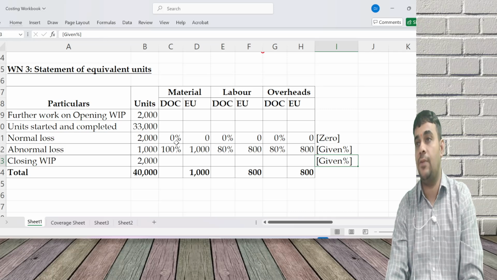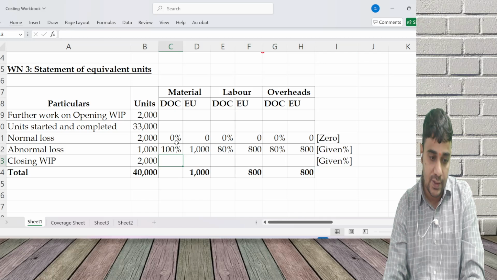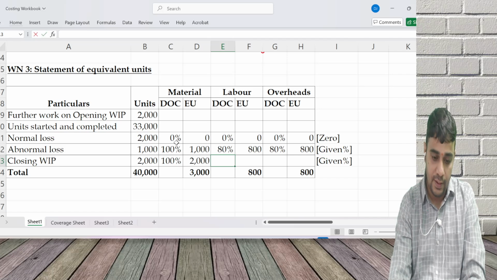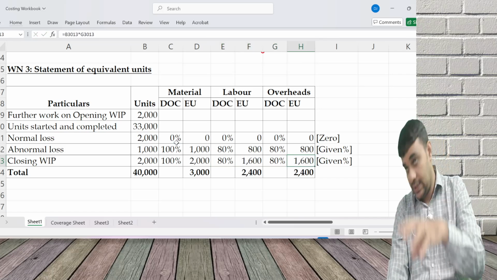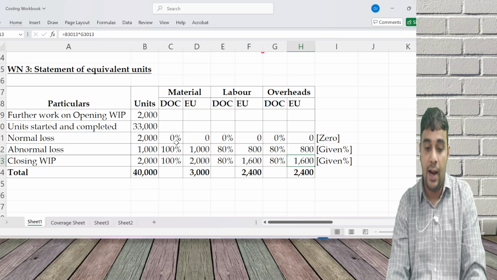Given means the work done in the current year. How much work is done for closing WIP? 80, 80. And if closing is given, opening is 100 minus given. Opening is 100 minus given, not this.